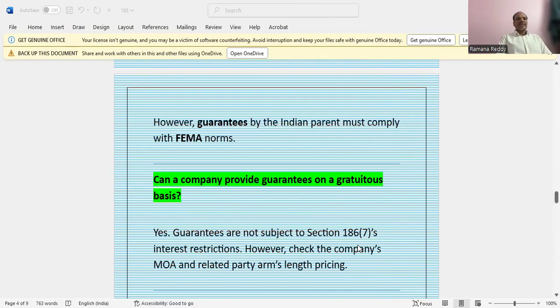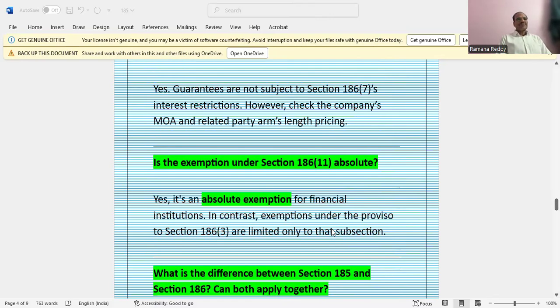Can a company provide guarantee on a gratuitous basis? Yes, guarantees are not subject to Section 186 subsection 7's interest restrictions. However, check the company's MOA and related party arm's length pricing. Is the exemption under Section 186(11) absolute? Yes, it is an absolute exemption for financial institutions. In contrast, exemptions under the proviso to Section 186(3) are limited only to that subsection.